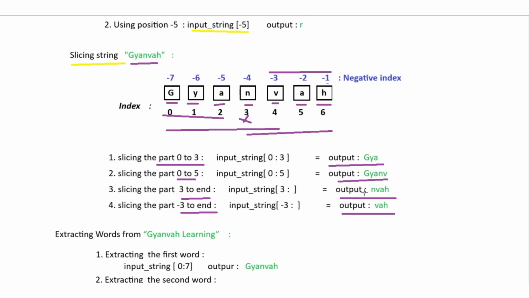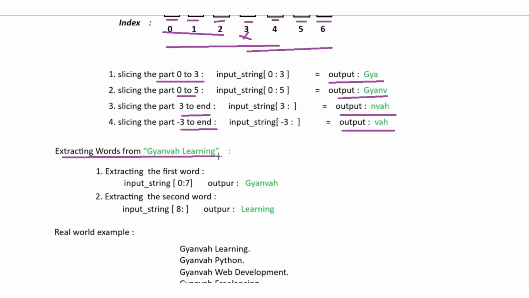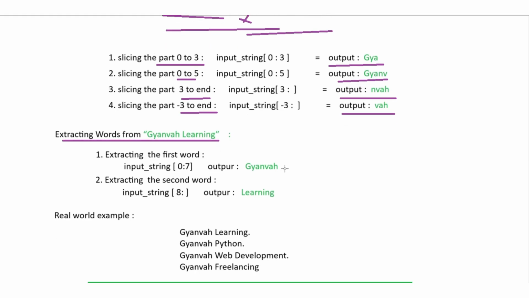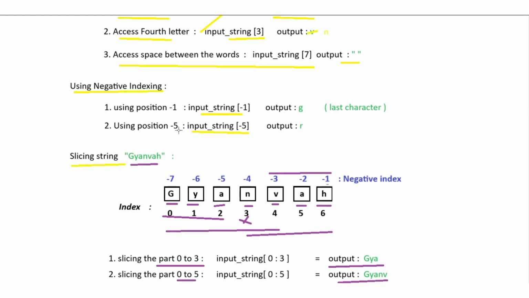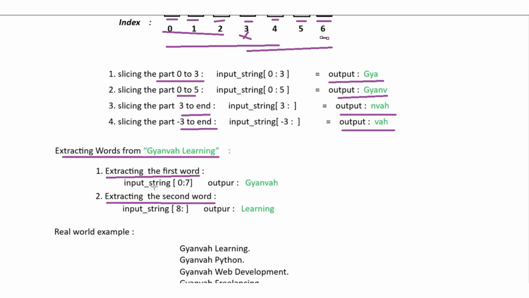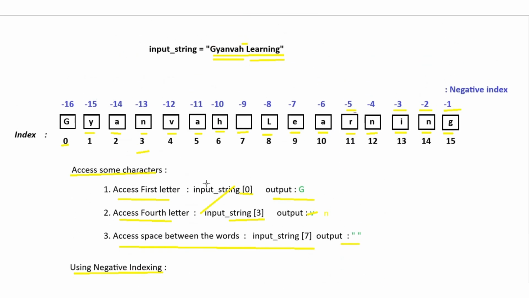Extracting words from Gyanvah Learning. Now let us do a meaningful task with our full string. We want to extract the first word and then extract the second word. The first word is Gyanvah. We know that it ends at position 6. So if we slice from 0 to 7, we get Gyanvah. This is because position 7 is the space, and slicing stops just before it.